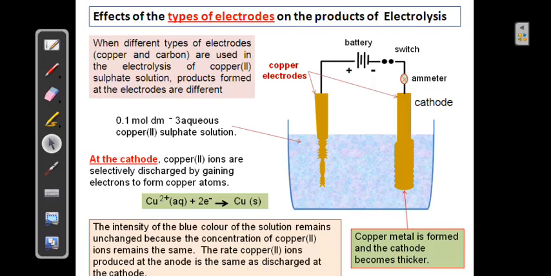So one more fact that you need to remember: the transfer of these ions between the same type of copper electrodes will not change the color of the solution. The intensity of the blue color of the solution remains unchanged because the concentration of copper 2 ions remains the same. The rate copper 2 ions are produced at the anode is the same as discharged at the cathode. They're doing the same thing at the same time. One gets oxidized and the other gets reduced. So the anode gets oxidized and the cathode gets reduced.